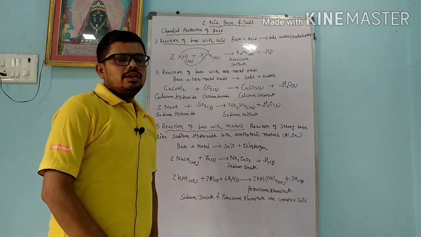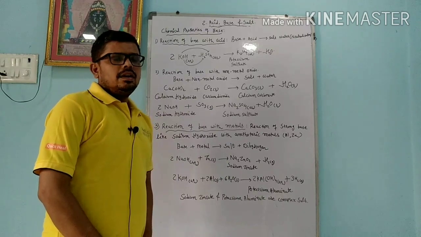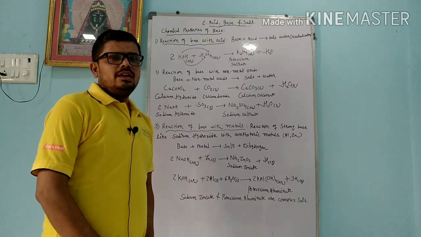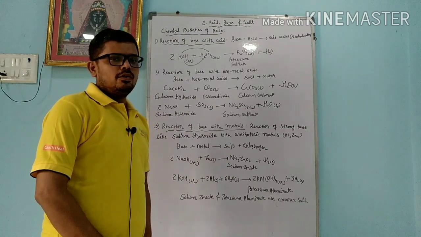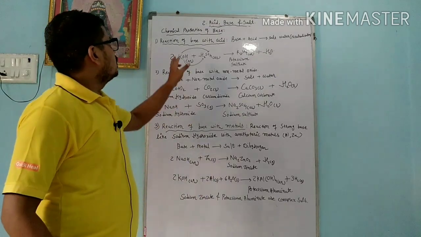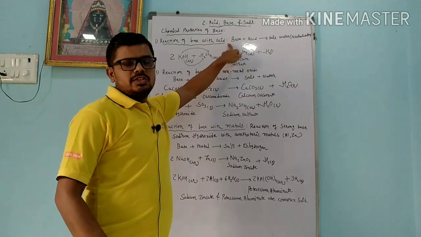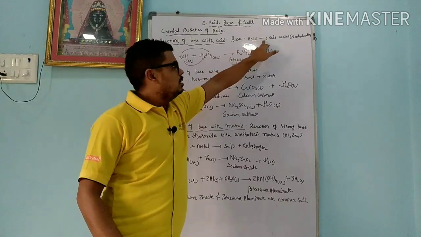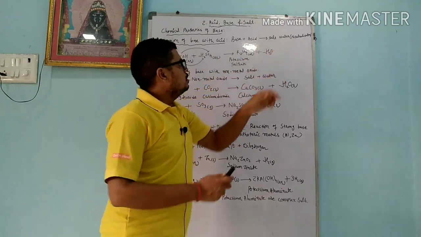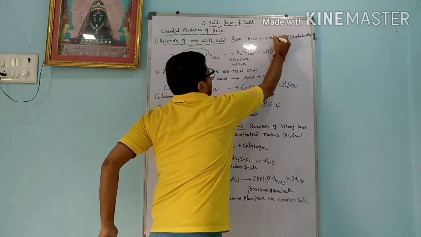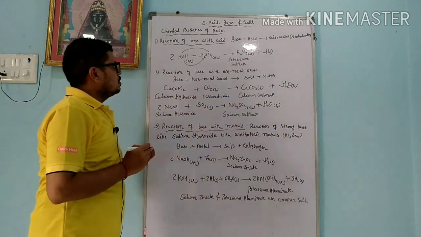Dear student, we are going to learn chemical properties of the base. In chemical properties of acid, we already learned neutralization reaction. So here we will take only one example. Reaction of base with acid, it is called neutralization reaction. Base plus acid gives salt plus water. So this reaction is called the neutralization reaction.